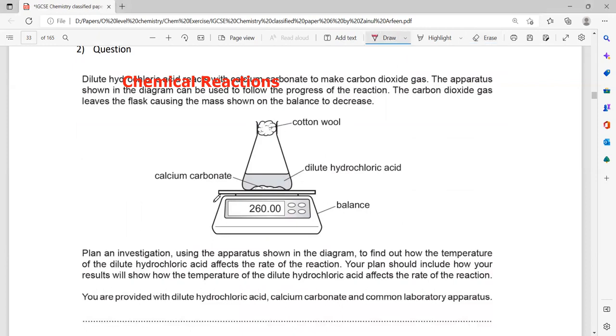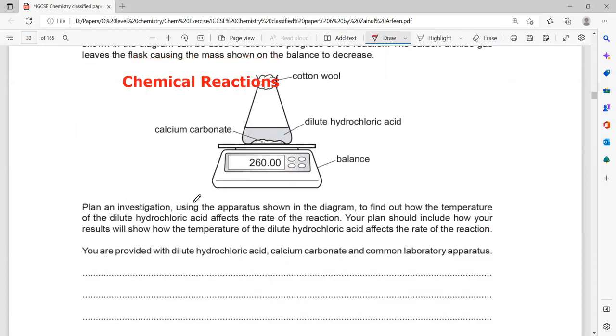We have to plan an investigation using the apparatus shown in the diagram to find how the temperature of dilute hydrochloric acid affects the rate of a reaction. Your plan should include how your results will show how the temperature of the dilute hydrochloric acid affects the rate of reaction. You are provided with dilute hydrochloric acid and calcium carbonate.